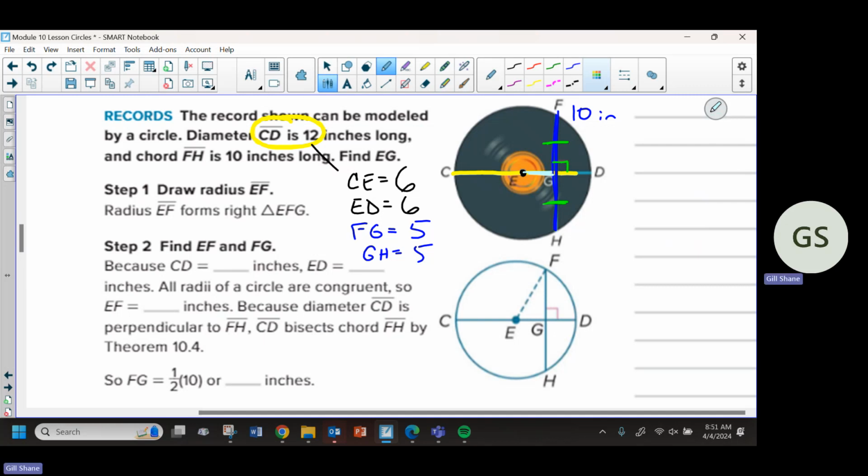Now we can't say that. We can't say FH is bisecting the diameter. It doesn't go that way. The diameter bisects this. But that, because I could slide this down, right? I could move that anywhere and it would still get bisected.